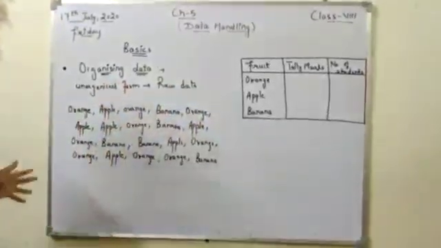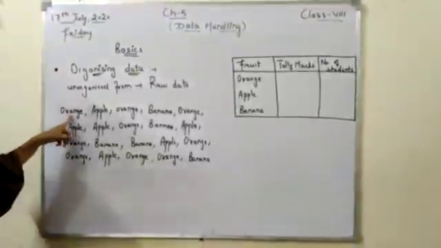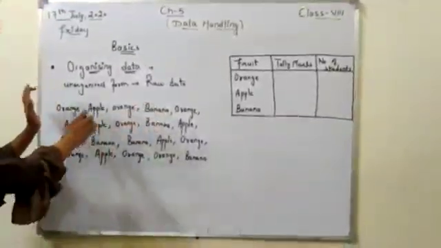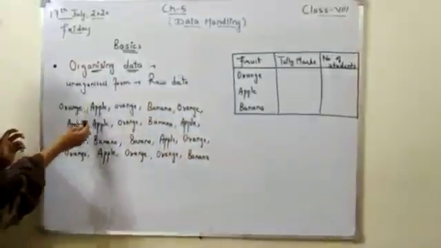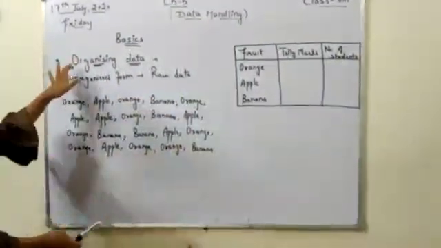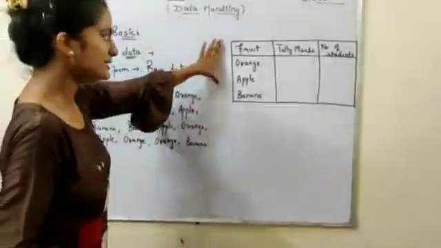Let's say in a class there are many students. Some students like orange, some like apple and some like banana. Now this data is raw data because it is unorganized. Orange, apple, orange, banana, orange. So now we want to learn how we can organize this data.